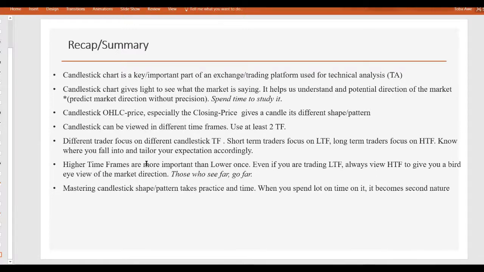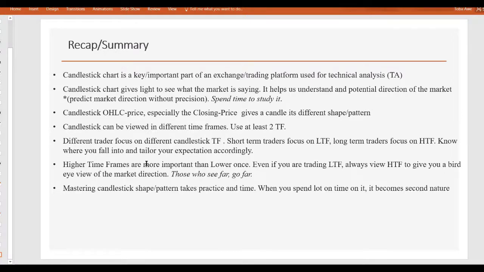Candlesticks can be viewed in different time frames. So when you're trading, use at least two time frames, one high, one low. Different traders focus on different candlestick time frames. Short-term traders focus on low time frames. Long-term traders focus on high time frames. So you need to know where you fall, long-term trader or short-term trader, and tailor your expectations accordingly.